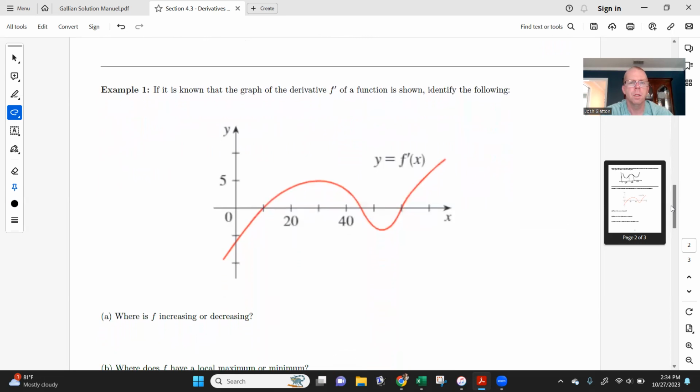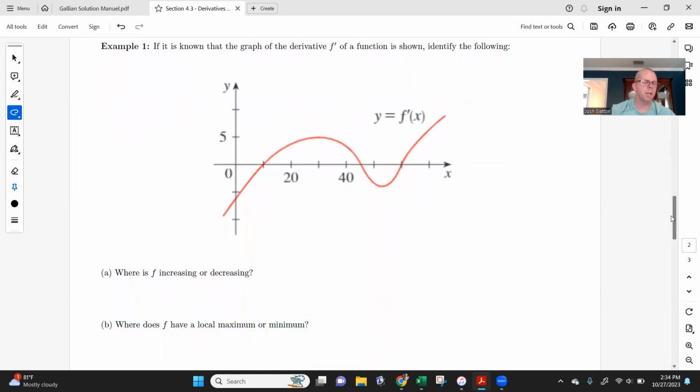All right, so this is the graph of f prime. And so we're going to answer a couple of questions, and it's important to remember the first couple of things that we saw on the first page. So where is f increasing or decreasing? So f is increasing when f prime is positive. F is decreasing when f prime is negative.